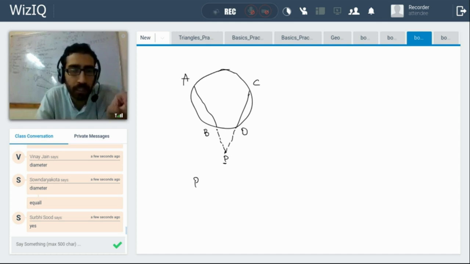So from the point of intersection, which you get either inside the circle or by extending the chords and getting the point of intersection outside the circle, the product of the distances from the point of intersection to the two ends of the chord will be equal. Is this clear?